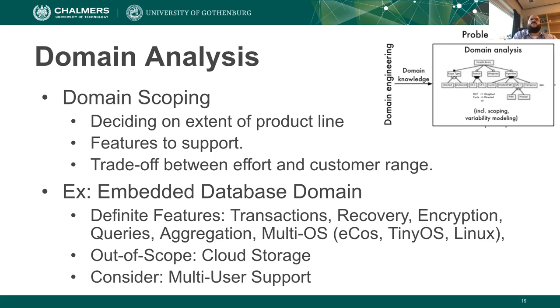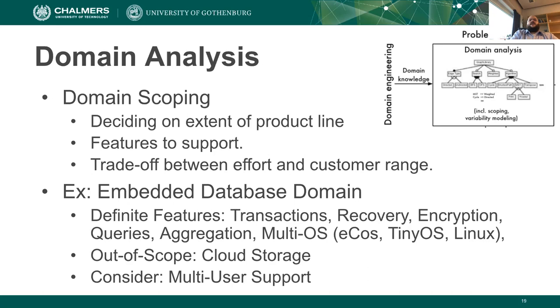And by focusing on embedded systems as a domain, several features are outside the scope of the product line. We don't need to worry about them. For instance, cloud-based storage may not be viable for your embedded system. It may not have an always-on internet connection and may need to store everything locally. Okay, so that means there are certain features we just don't need to care about by constraining our domain to embedded systems.